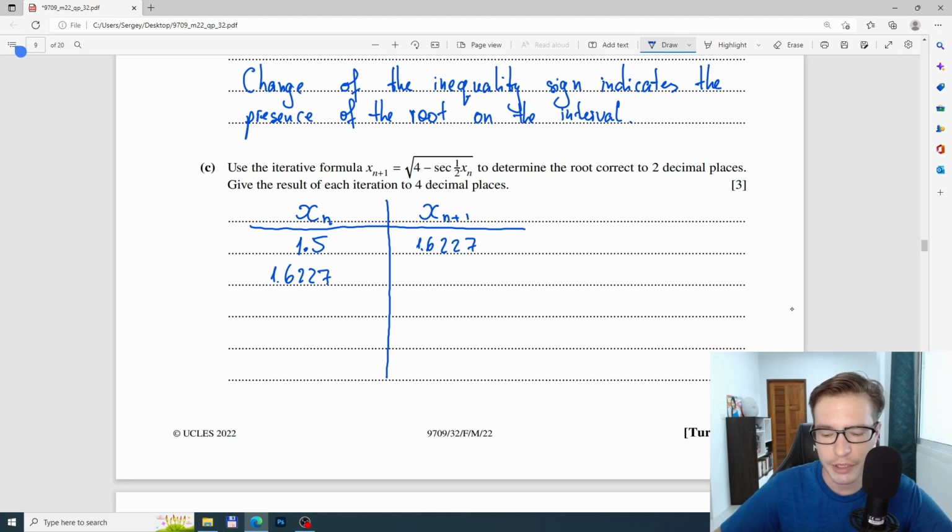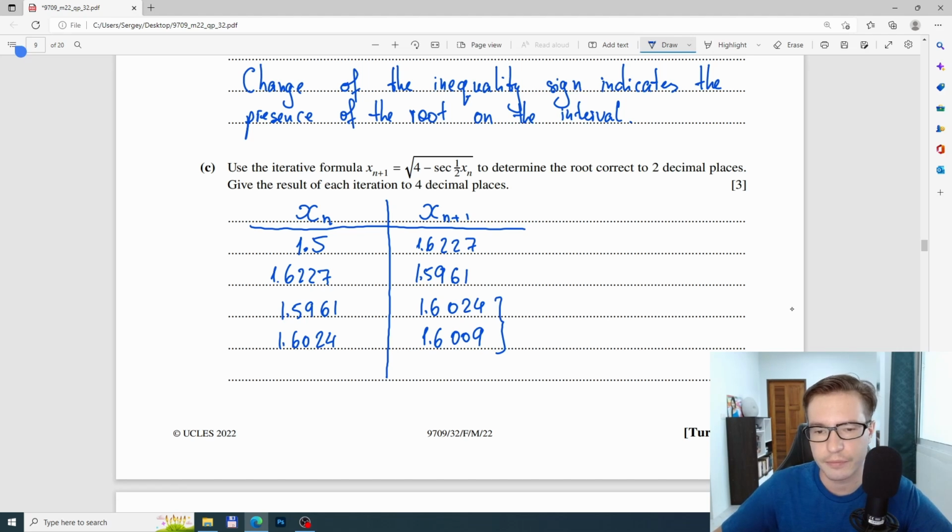Now, this new value becomes xn again. Substitute it into the formula and get 1.5961. Now, this becomes the new xn, and I will basically have to continue the process until I get the same number correct to 2 decimal places. And that's already the case. So it's the same number correct to 2 decimal places.